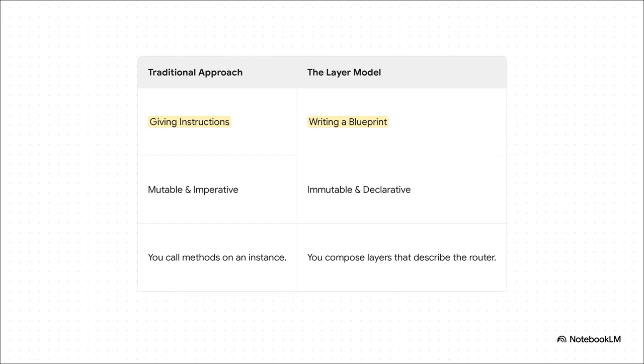The layer model just flips that completely on its head. Instead of giving orders, you are writing a blueprint. You declaratively describe what the final application should look like, piece by piece. And the best part? It's immutable. Every new description you add doesn't change what you already have. It just creates a plan for a new, more complete version of your app.